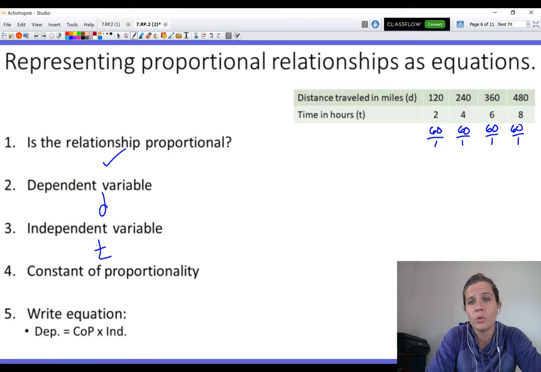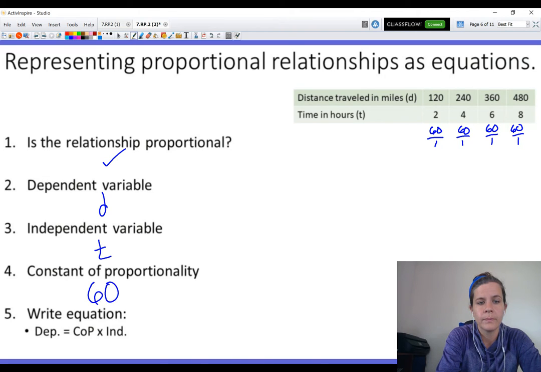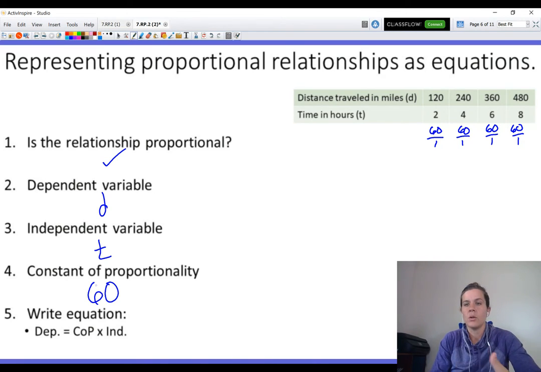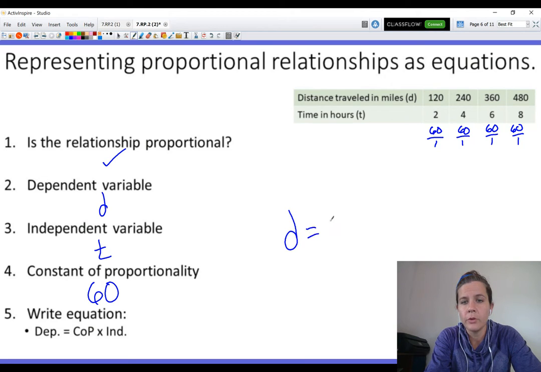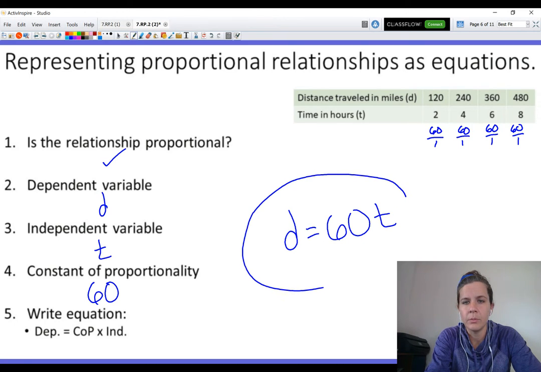The constant of proportionality, for every 1 hour that I drive, 60 miles, is the unit rate. Now, our equation: if I want to find how far I drive, I just multiply 60 times the number of hours I'm driving, or the dependent variable equals the constant of proportionality times the independent variable.